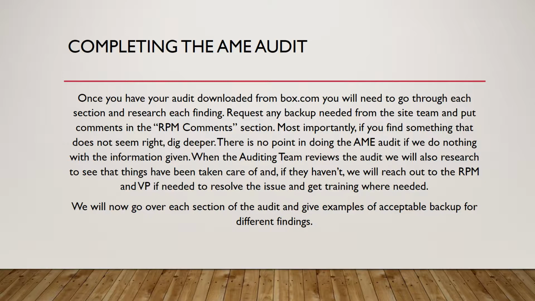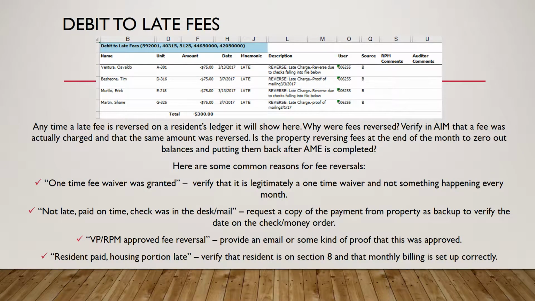Debit to late fees. Anytime a late fee is reversed on a resident's ledger, it will show here. Why were fees reversed? Verify in AIM that the fee was actually charged and the same amount was reversed. Is the property reversing fees at the end of the month to zero out balances and putting them back after AME is completed? Here are some common reasons for fee reversals.